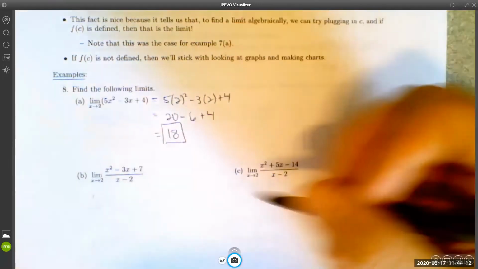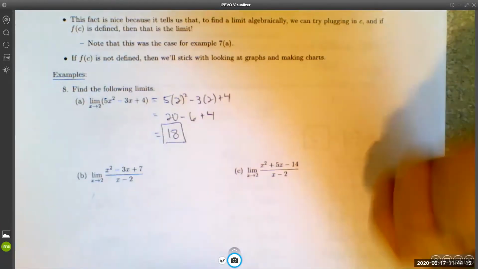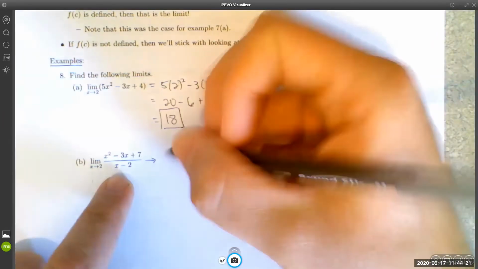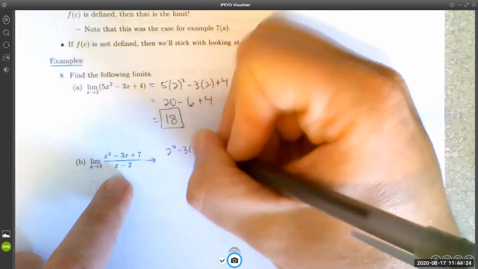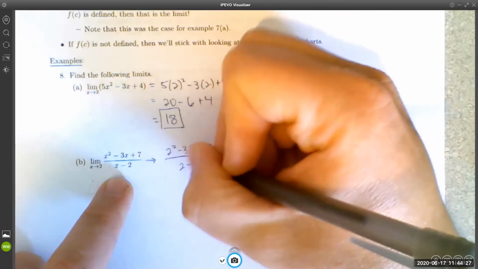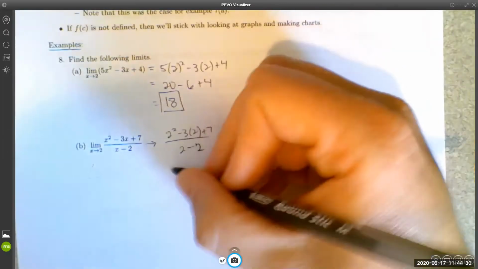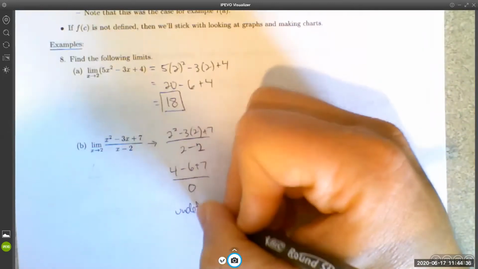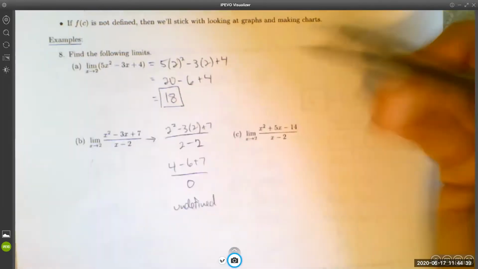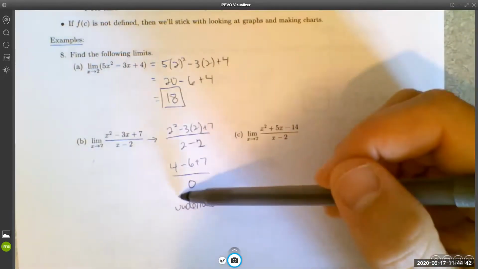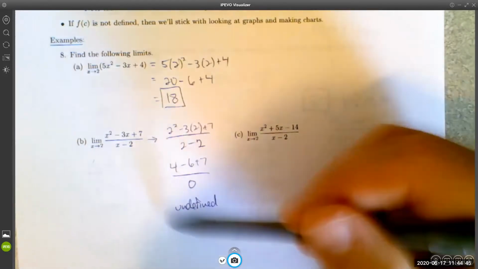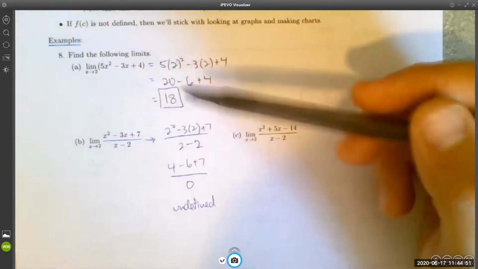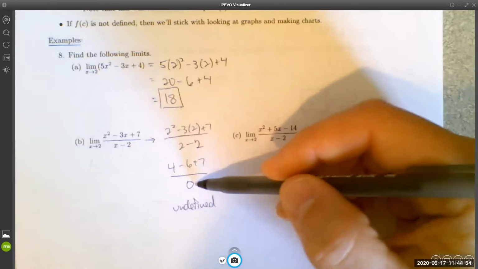That's just the limit. You may be thinking, well, but how could that possibly go wrong? Well, look at part B, right? If you try to do the same trick on part B, you try to plug in 2, you get 2 squared minus 3 times 2 plus 7 over 2 minus 2, and right away you run into a problem, right? Because now you've got 4 minus 6 plus 7 over 0, and this thing is undefined. Okay? That doesn't necessarily mean that the limit is undefined or that the limit does not exist. The limit might exist. This function might be approaching some finite value or maybe some infinite value, but the function value itself does not exist, right?